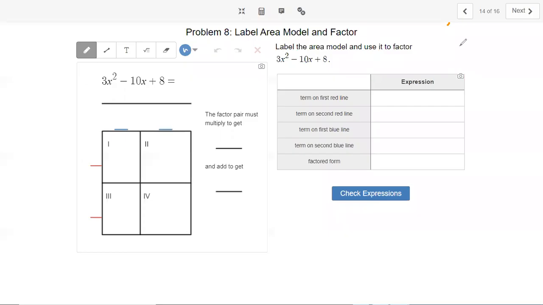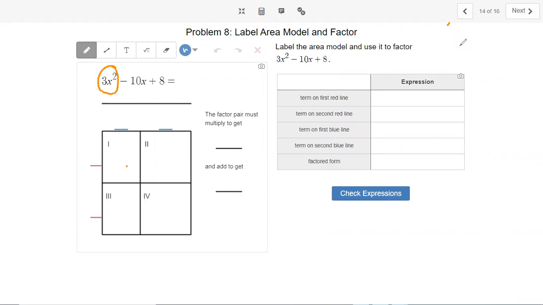All right, let's go ahead and factor some quadratics today. We're going to start with 3x squared minus 10x plus 8. Now, as we do this, this is going to relate to what we were doing when we were multiplying binomials. What we're going to do is take these pieces and just insert them into our area model.